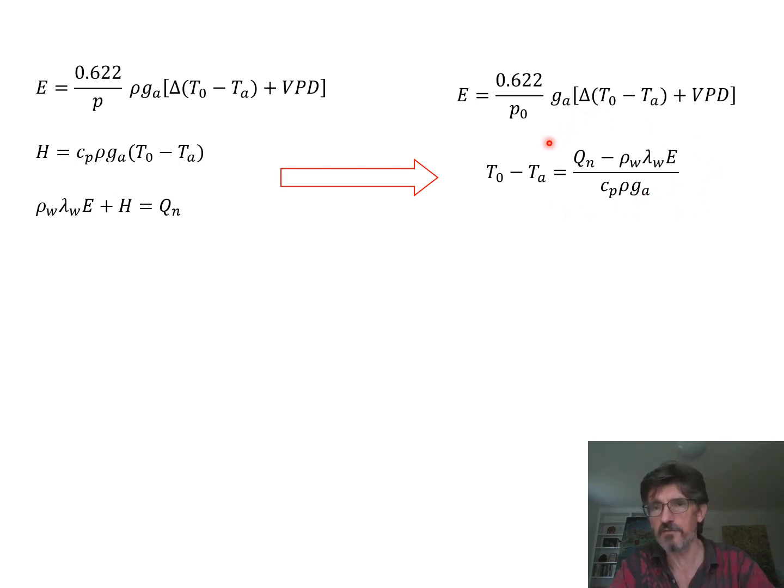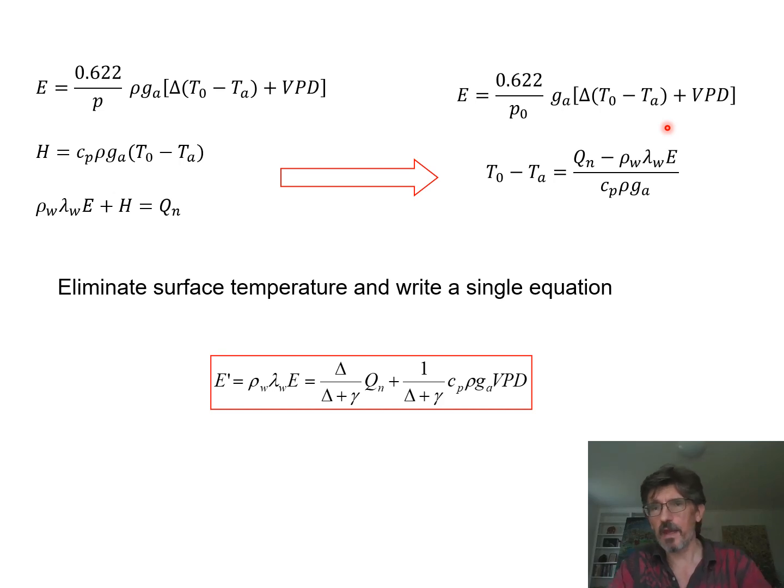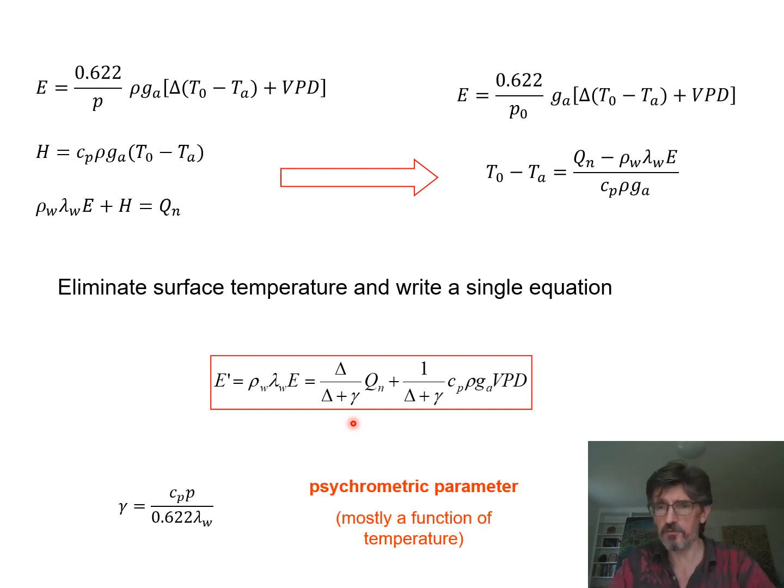Okay, so if we have this now, this system is now two equations. You can see that there is T naught minus TA in both. Let's get rid of that, and with a little bit of algebra, not certainly very difficult, you can solve for E and obtain an expression for evaporation. This is the famous Penman equation that is expressed as the sum of two terms. One is related to the available energy and one is related to the VPD.